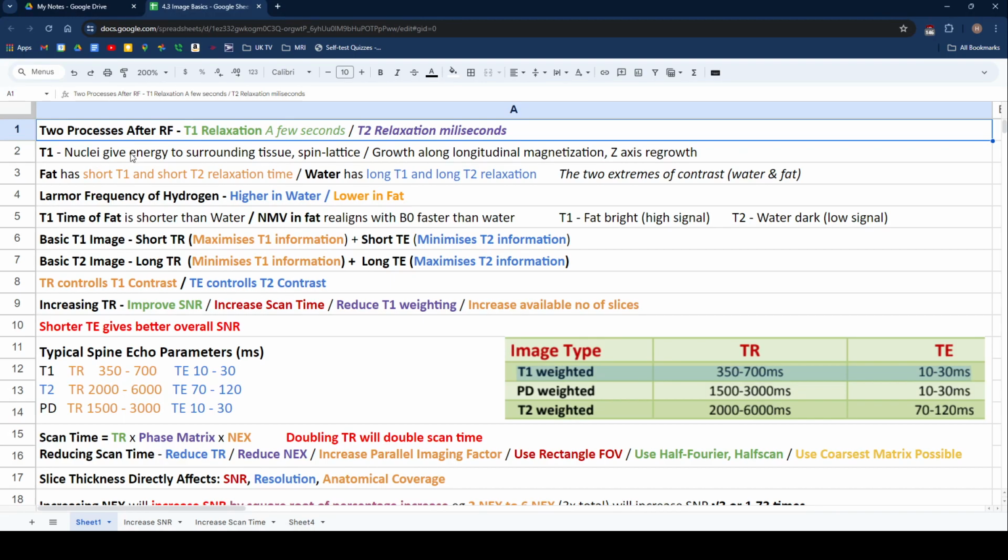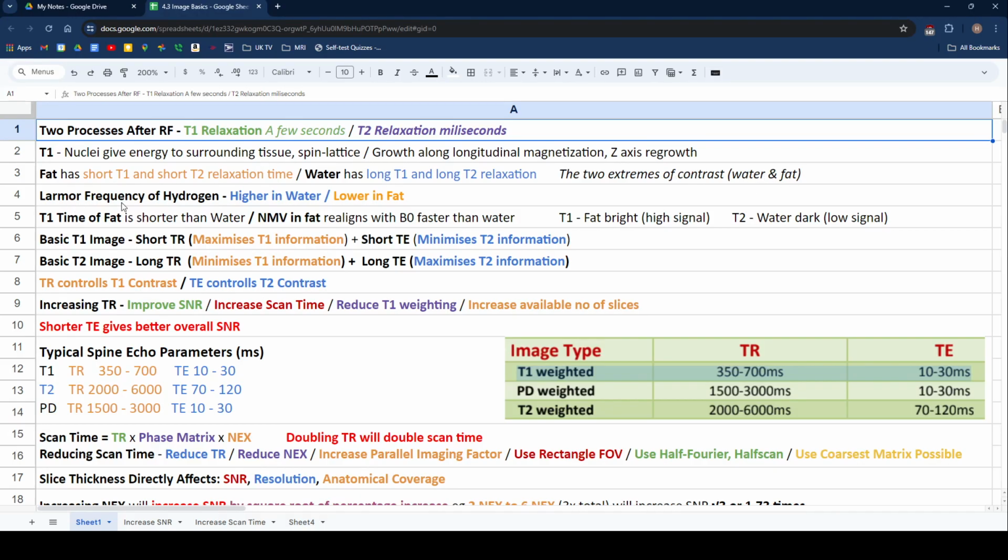T1 gives energy to surrounding tissue, spin lattice. It's a growth along the longitudinal magnetization, Z-axis regrowth. Fat has a short T1 and a short T2 relaxation time. Water has a long T1 and a long T2 relaxation time. The 2 extremes of contrast are fat and water.